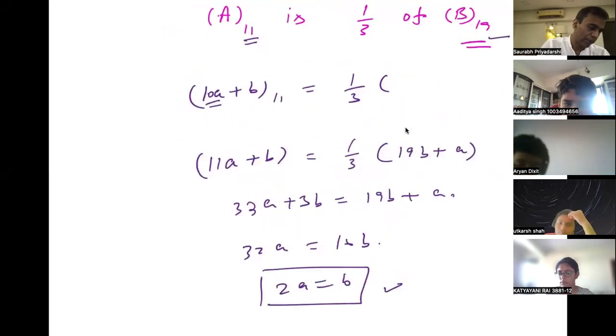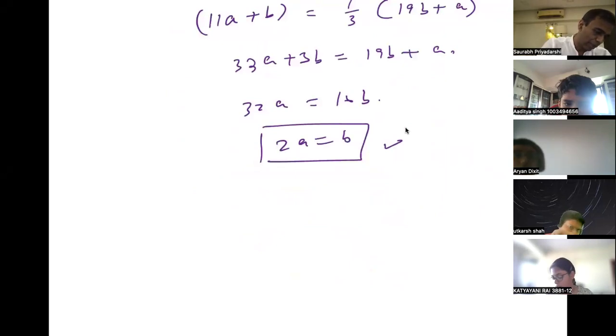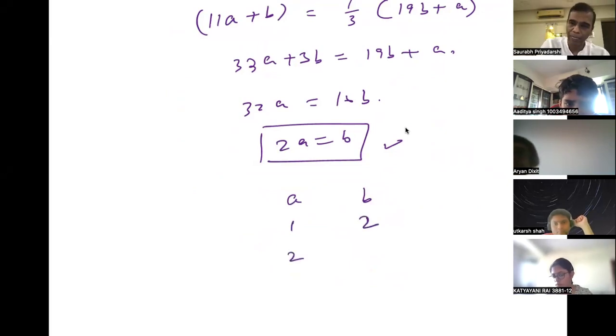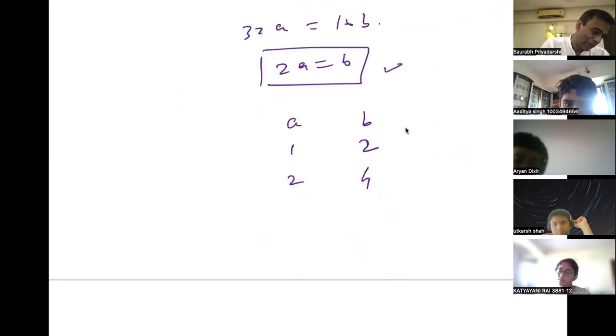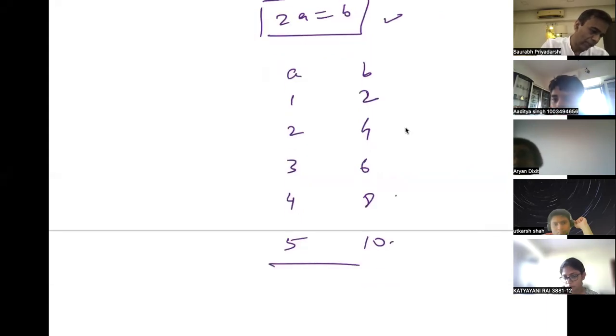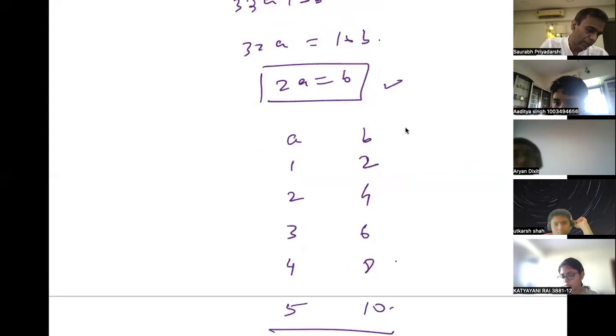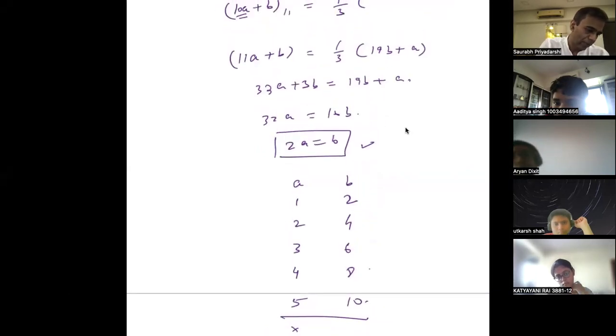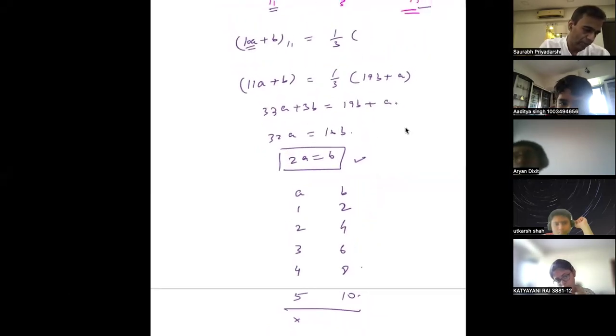So how many options are possible? A and B: 1, 2; 2, 4; 3, 6; 4, 8. Then 5 and 10. Then 6, 12 will not be written. Why? Why am I not writing it? Because then the digit would be more than the base, more than base 11.